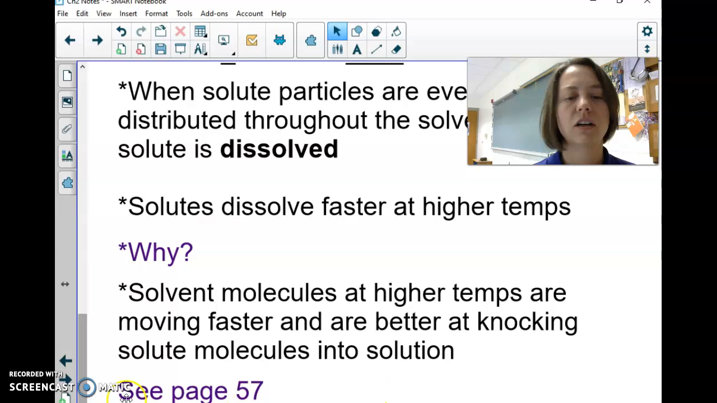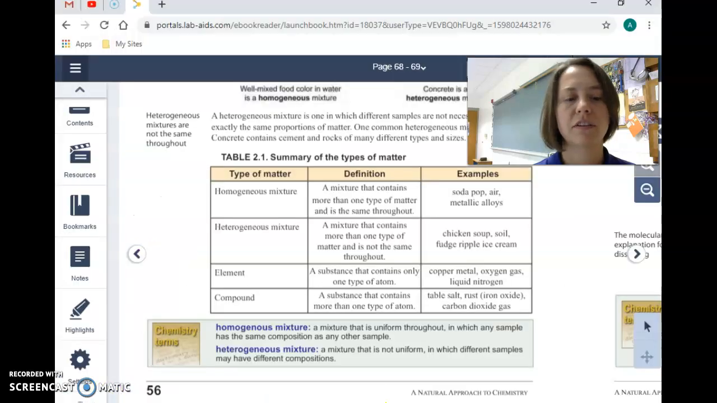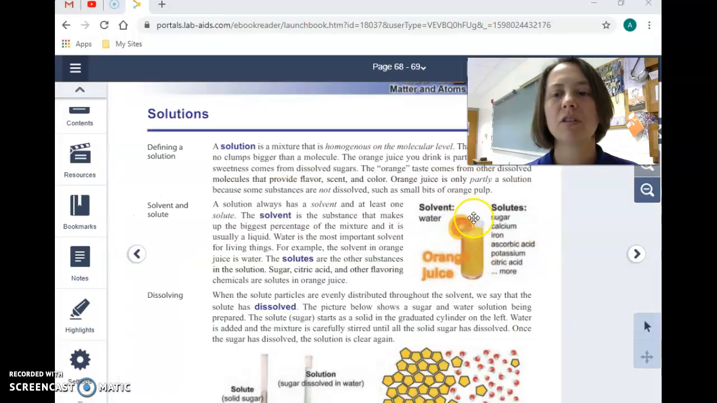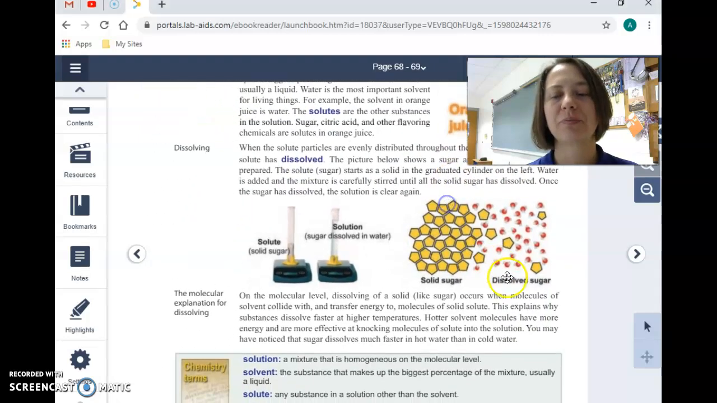So let's take a look in your book on page 57. We have an example of a solution, which is orange juice. And if it has the pulp, it's heterogeneous. But if it's the non-pulp, then it would be homogeneous. So the solvent is water, and then those solutes are the sugar, calcium, iron, ascorbic acid, potassium, citric acid, and all of the orangey stuff in there.